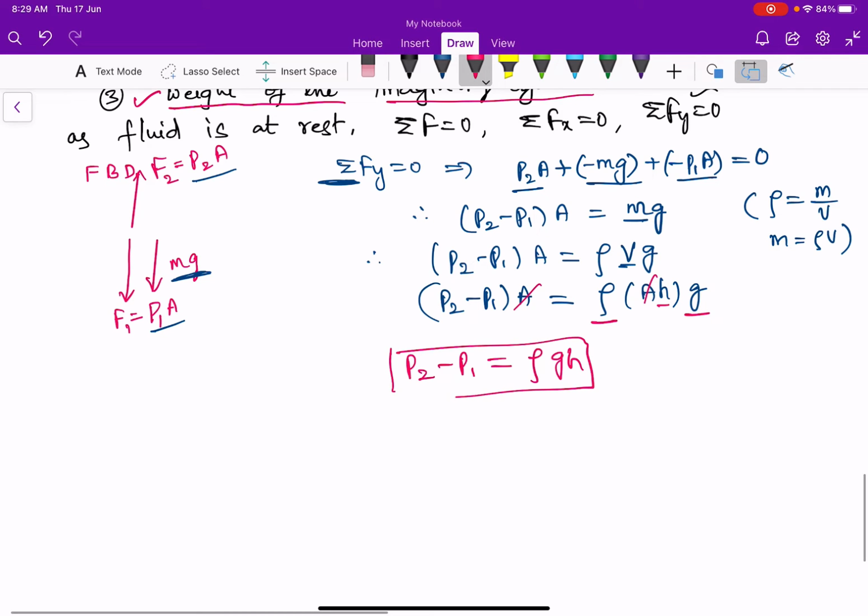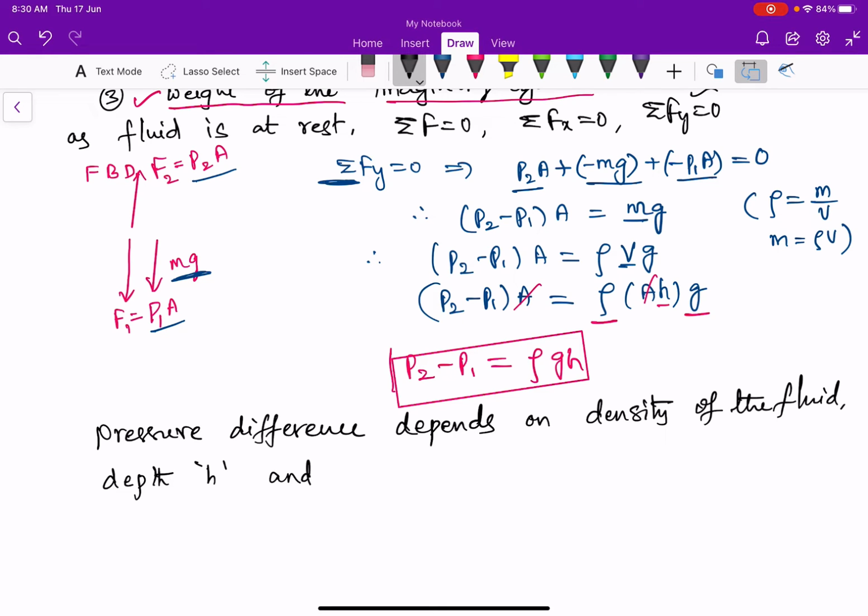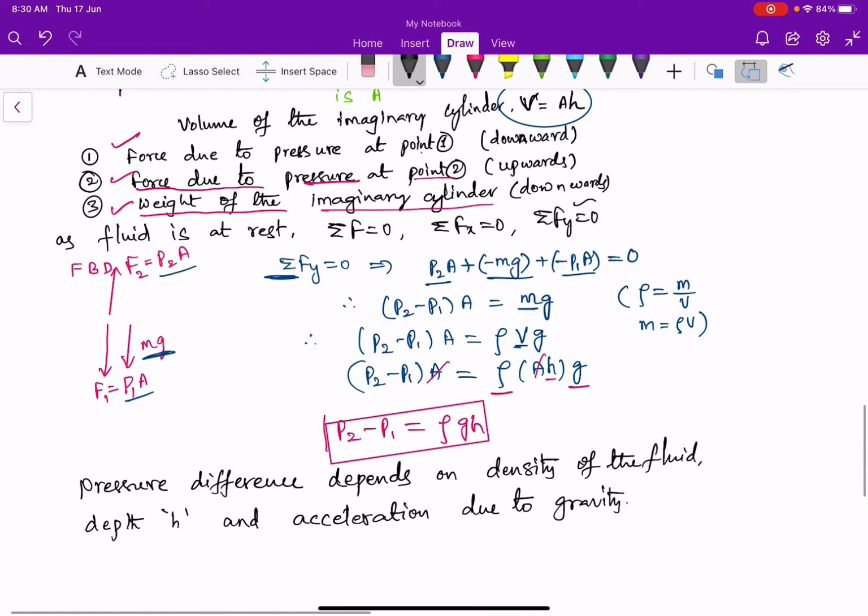That means here the pressure difference depends on the density of the fluid, depth h, and acceleration due to gravity g. Pressure difference depends on density of the fluid, depth, and acceleration due to gravity.